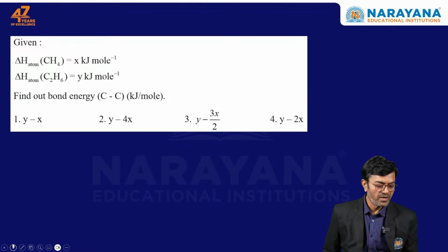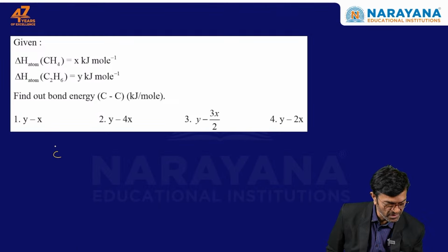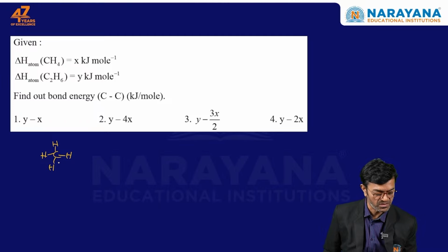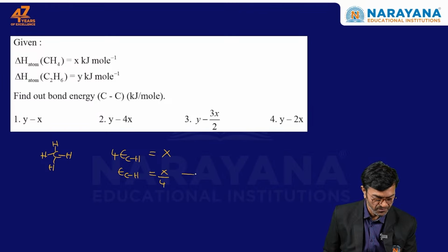He gave the enthalpy of atomization of methane, that is x kilojoule per mole, and the enthalpy of atomization of ethane, that is y kilojoule per mole. Based on these two, we should find the C-C bond enthalpy. For example, methane has 4 C-H bonds. That means 4 C-H bonds require x kilojoule per mole of energy. Therefore, the bond enthalpy of 1 C-H bond will be x by 4.